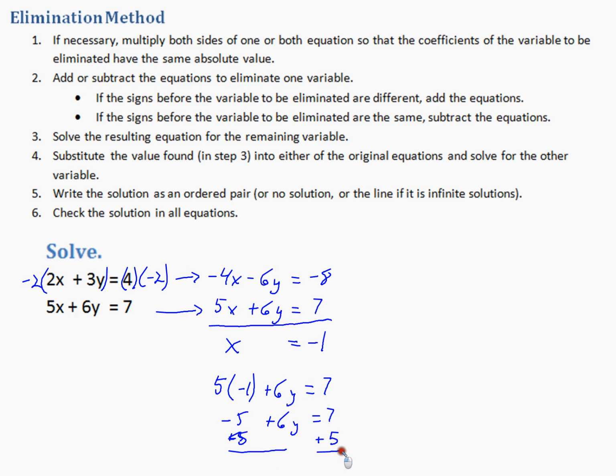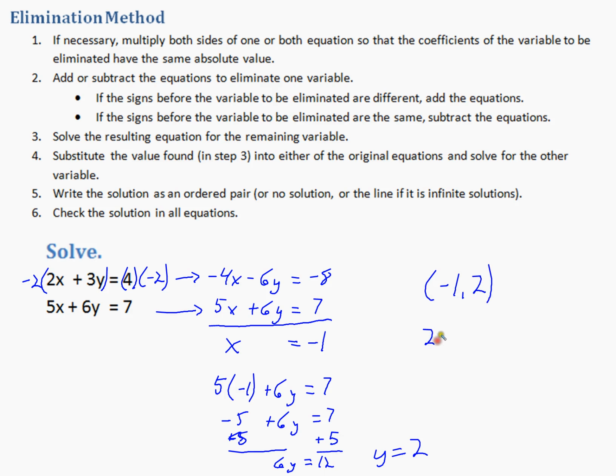And we get 6y equals 12. And thinking through that, or dividing both sides by 6, we get y is equal to 2. And so our solution there is (-1, 2). And again, we could check it.